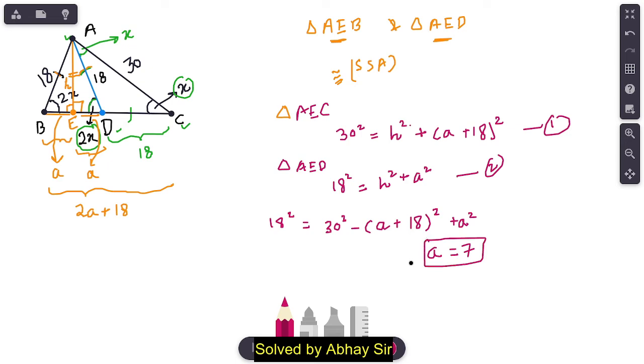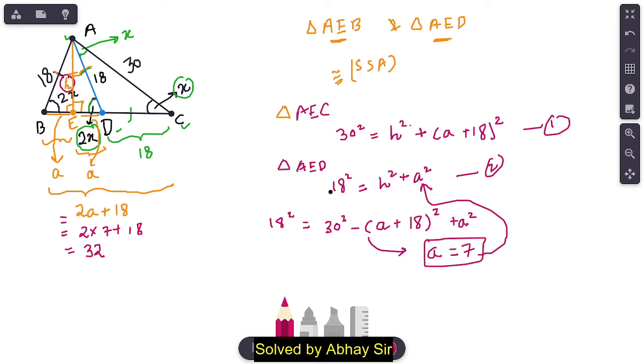Now a is equal to 7, that you can very easily get by solving this equation. Once a is equal to 7, what is the base length, which we already know? Of course, just put 2 into 7 plus 18, which comes out to be equal to 32 units. So the complete base length we have already got, right? Now the only thing that we need to calculate is h. So how will we calculate that h? Just put the value of a here and get the value of h.